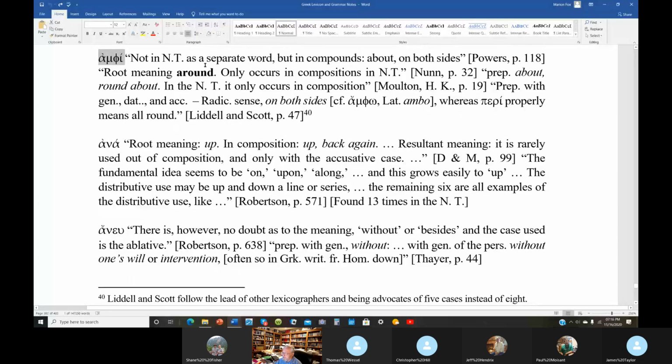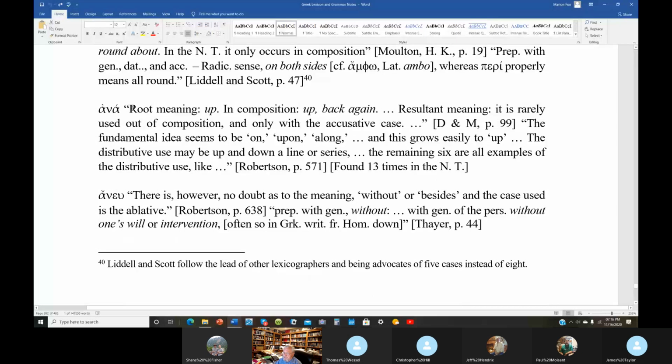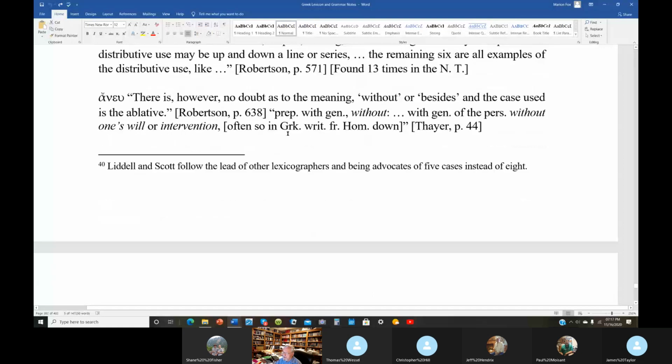Let's take ana, for example. We give the root meaning as up, but in composition it means up or back again. Now, it's only used with the accusative case. So it always is going to mean up or back again, because that's the only case it's used with. Okay. And I've got more than one source for it.